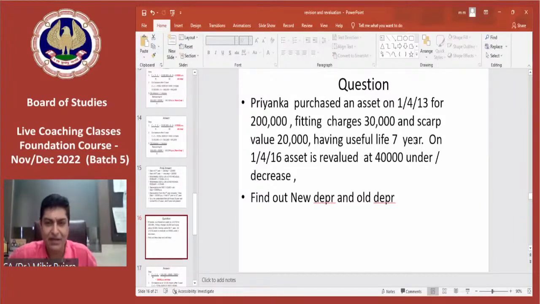Perfect. Cost is 2 lakh, C is 2 lakh, E is 30,000, S is 20,000, N is 7 years. Perfect, guys. Okay, so first we have to find out the old depreciation. C plus E minus S upon N. Tell me what will be the old depreciation, guys. Be fast.